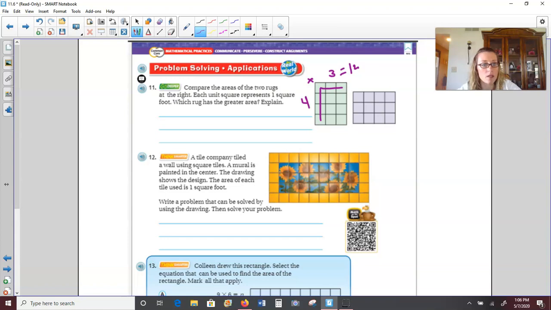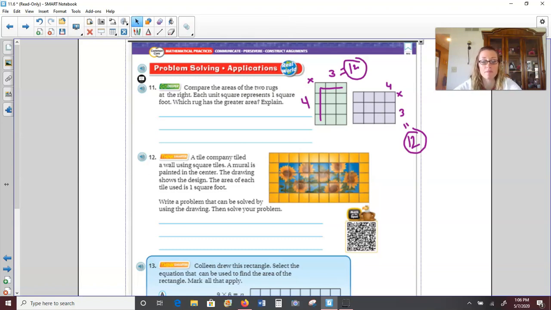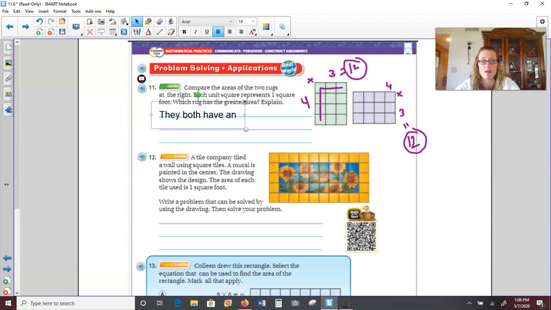How about the next one? 1, 2, 3, 4. And 1, 2, 3. So there's 3 rows of 4. What's 4 times 3? Okay, that equals 12. And this equals 12. So that means they both have the same area. They both have an area of 12 square feet.